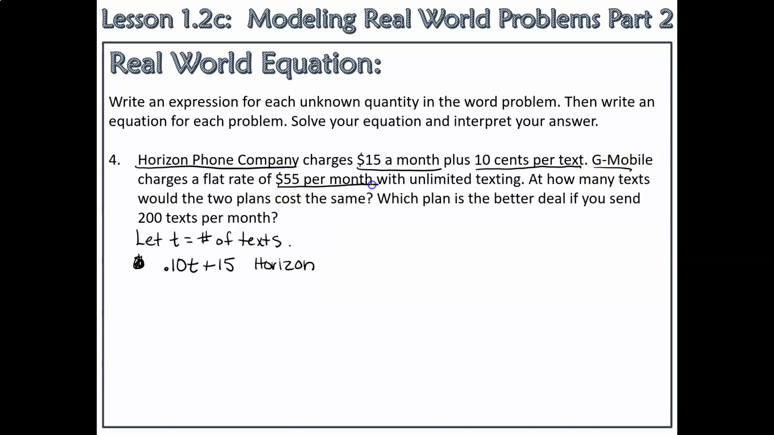G-Mobile is $55 per month plus no text. So it's just 55. So this is G-Mobile, right? So my equation is 55 equals 10 cents T plus 15. That's my equation.